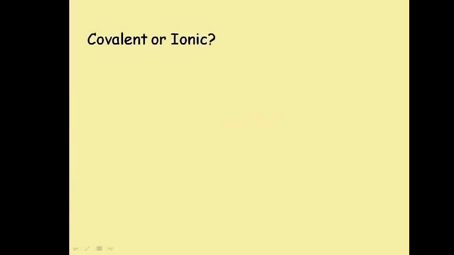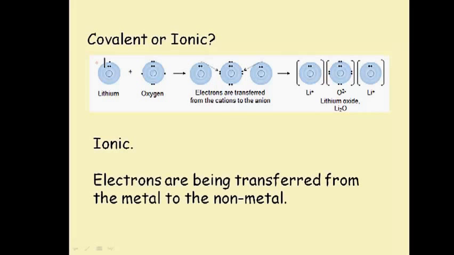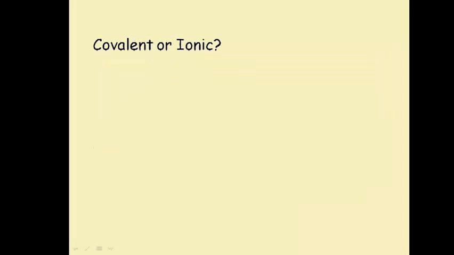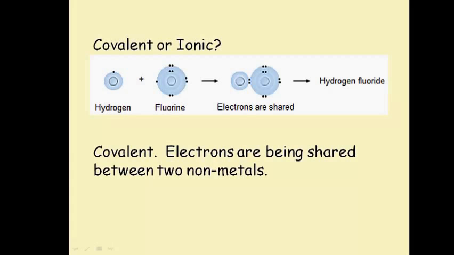Here are some testers for you. Covalent or ionic. Lithium combines with oxygen, and electrons are transferred from the cation to the anion, and the result is lithium oxide. This is ionic. Electrons are being transferred from the metal to the nonmetal. Covalent or ionic. Hydrogen plus fluorine gives us some shared electrons, and the result is hydrogen fluoride. The electrons are shared. This is a covalent bond. Electrons are being shared between 2 nonmetals.